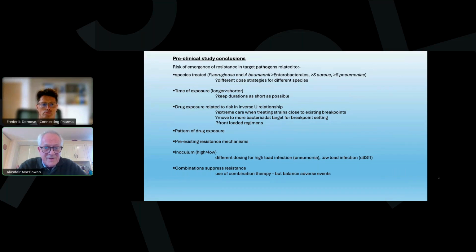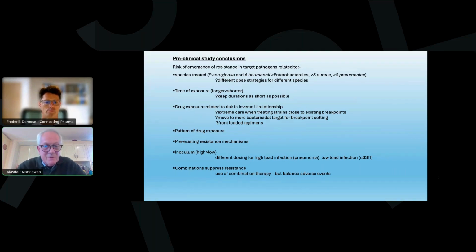You've got this inverse U-shape relationship. The pattern of drug exposure might be important depending on the driver. Pre-existing resistance mechanisms are important. High inoculum might be important, particularly if you're thinking about pneumonia as an indication. And the combinations, of course, can be seen to suppress resistance, but what we don't have in the preclinical models is an idea of what the likely toxicological impact might be in a patient population.